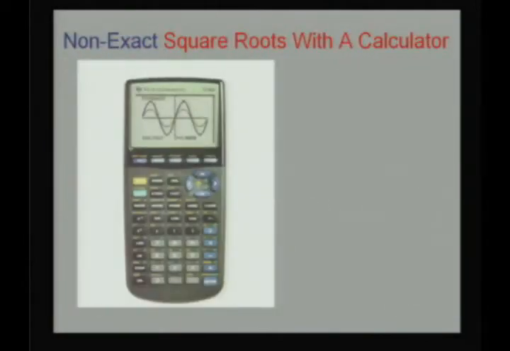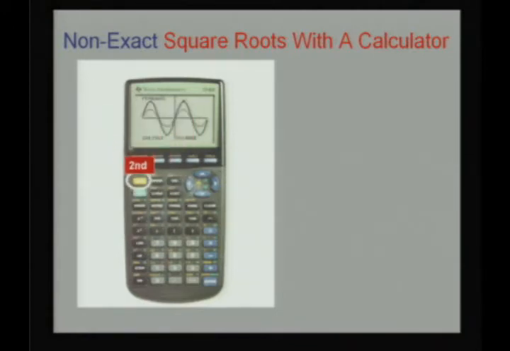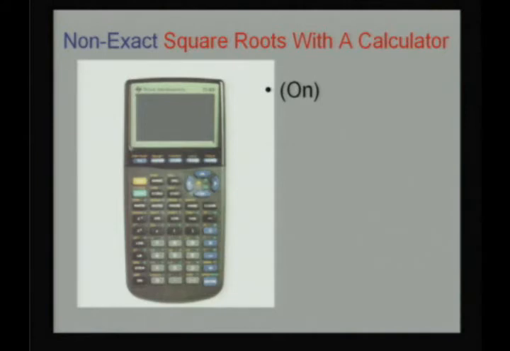Not too bad. How about a little fire? Now, some of them aren't exact, of course. That's why you use your calculator. So we wouldn't need to hit on again. If we hit second x squared, we get our square root sign. Now put in 14.